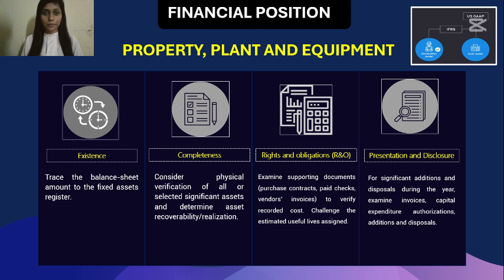Property, plant and equipment. Under LKAS 16, property, plant and equipment are defined as tangible assets that are held by an entity for use in the production or supply of goods or services, for rental to others, or for administration purposes, and are expected to be used during more than one period. Measurement of PPE. PPE is measured at two stages. At recognition, initially recorded at cost. After recognition, measured using either the cost model or the revaluation model.